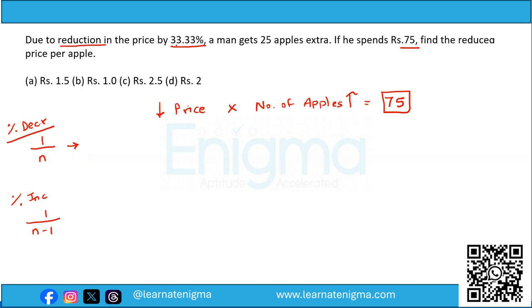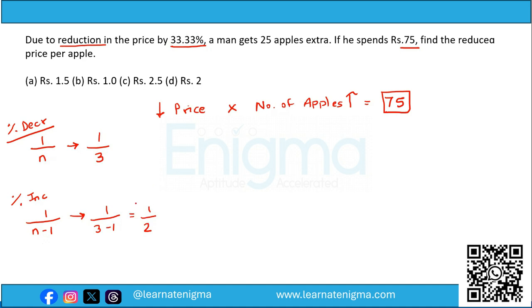Over here, it is 33.33 percentage. So it is percentage reduction, that is percentage decrease. The fraction equivalent of 33.33 is 1 by 3. So now we can see that n is equal to 3. And if we substitute n is equal to 3 over here, then this becomes 1 upon 3 minus 1, that is 1 upon 2. That means we are getting 50% increase.